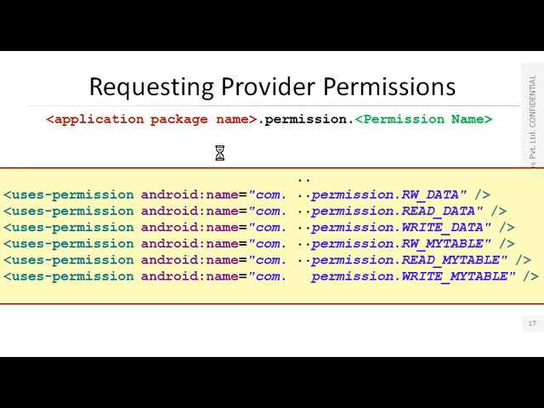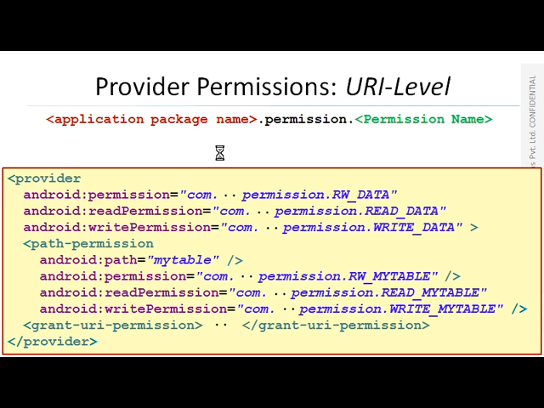Now this must be specified in the Android manifest.xml file of the applications that are going to access the data of other applications. Alright. So this must be specified in the Android manifest.xml file of the applications who are going to access the data. Alright. And the provider must be implemented by the applications that are going to share their data. Alright.